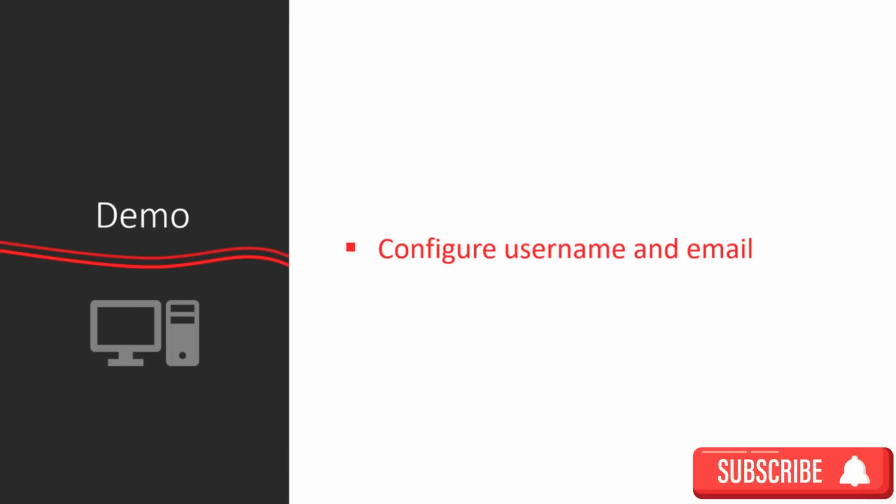In this demonstration you will learn how to configure your username and your email. Without this configuration, you won't be able to commit to a repository. This is because Git adds your configured username and your configured email to every commit that you create. So now let's switch to my terminal and let's configure this.